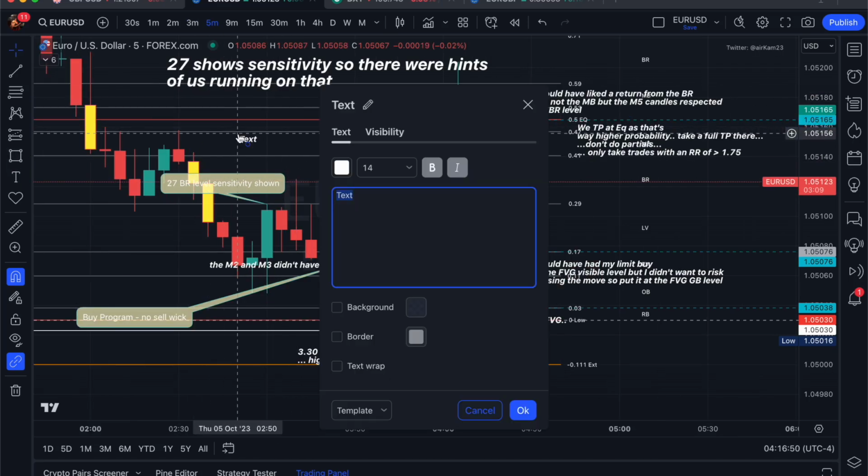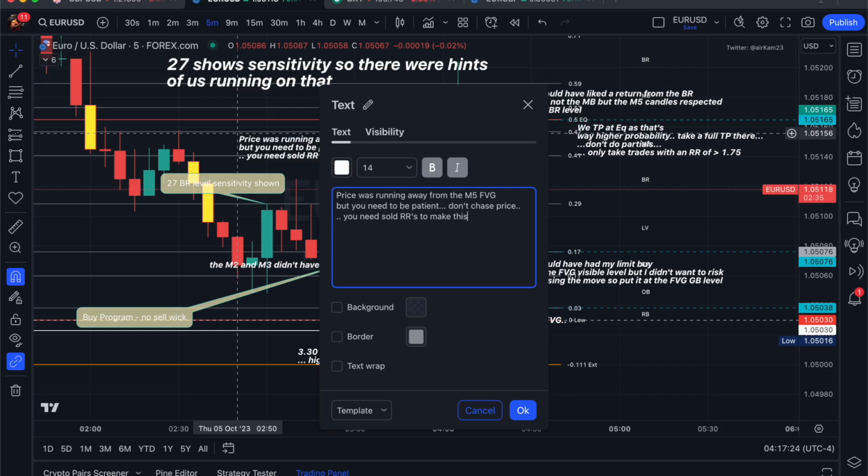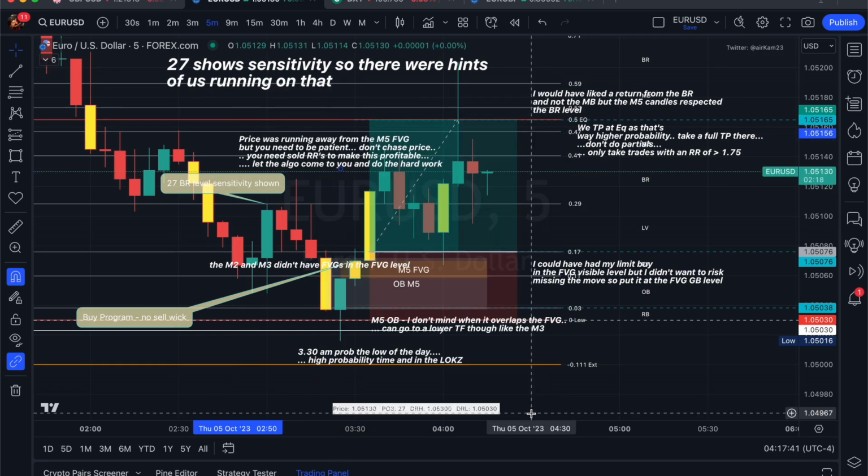Now, to reiterate, before we were tapped in, we saw that fair value gap starting to form, but price was running away from us. We just need to be patient. We don't chase price. We never execute a market order because we want that 1.93 RR. So that, in conjunction with our win rate, will make us profitable. If it's a golden bullet, it will tap you back in. So you have nothing to worry about. You just be patient and allow price to come to you.